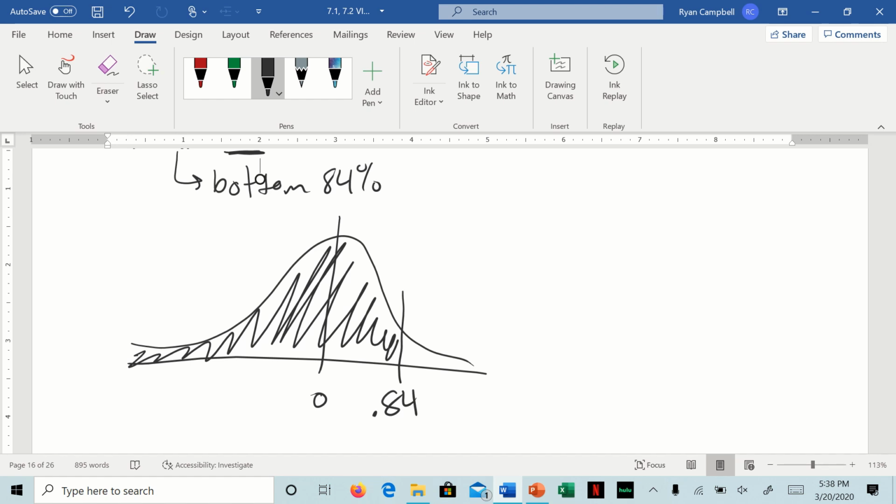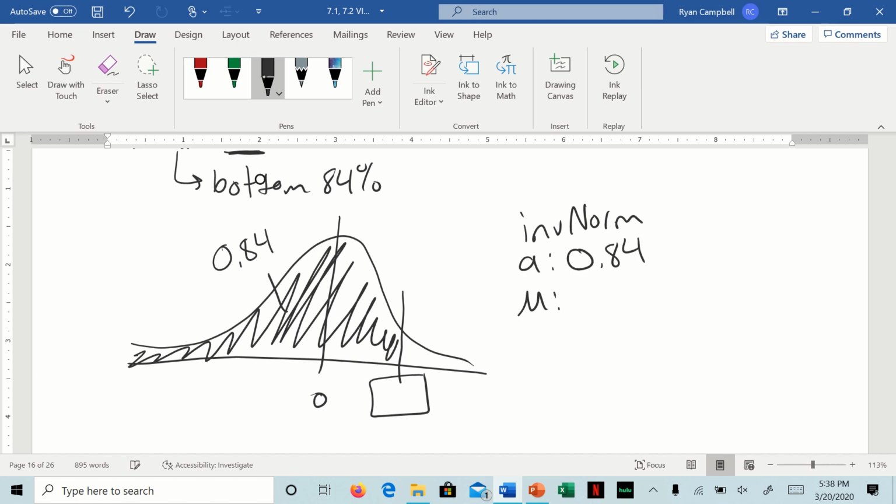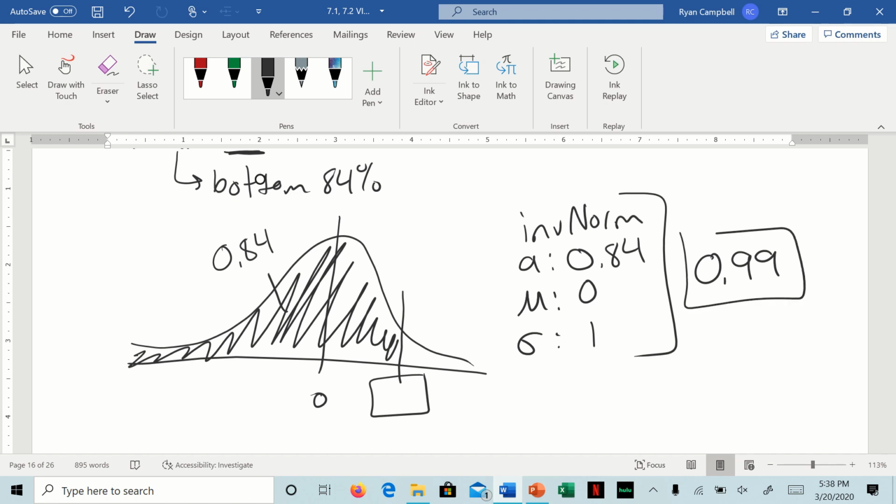Hopefully everybody is saying no, because probability goes up there, right? Data values go down here. That's what we're trying to find. We're trying to find that data value. So if we need to find the data value, we do inverse norm. Area is 0.84. Mean is 0. Standard deviation is 1. And we type all that into the calculator. We end up with 0.99, which makes sense because that is positive.